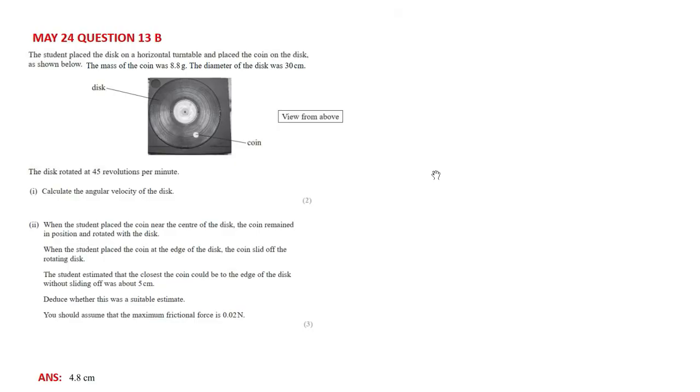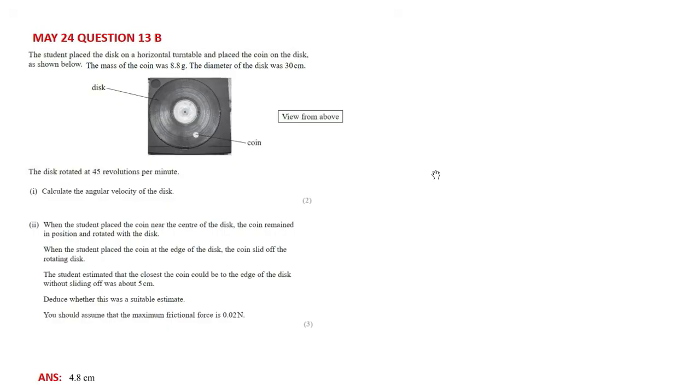This is also a very interesting question. From May 24, question 13b. The student places the disc on a horizontal turntable and places the coin on the disc, as shown below. The mass of the coin was 8.8 gram. The diameter of the disc was 30 centimeter. The disc rotated at 45 revolutions per minute. Calculate the angular velocity. This is one of the most common questions, part A.